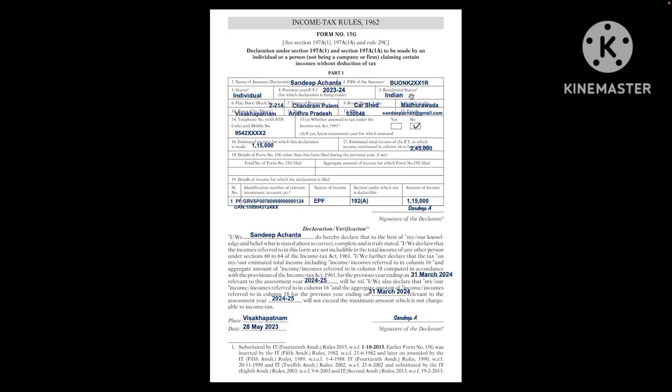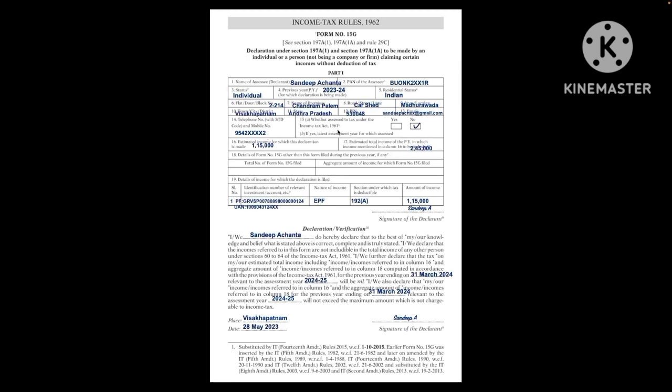In field number 5, residential status, here you need to mention it as Indian. In field number 6 to field number 12, write your address details. Here you have to mention your current address details. Here mention any address at which you are currently staying. In field number 13, write your email ID. In field number 14, write your mobile number.